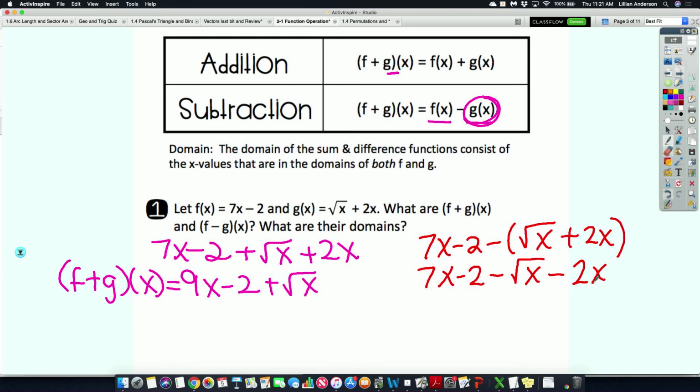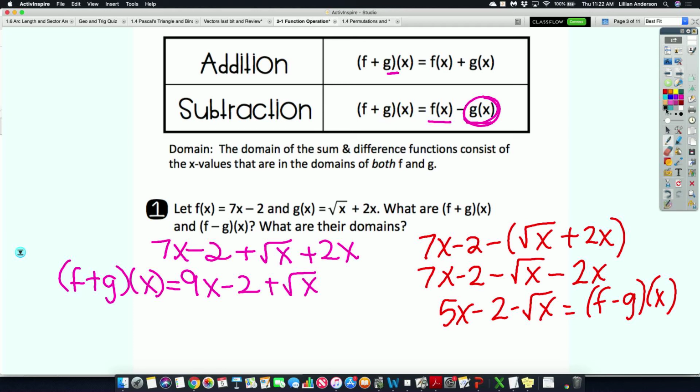A lot of times students mess up because they don't distribute the negative over. They'll subtract that first term, but they'll forget about the other terms that come after it. Can I combine like terms? What? 7x minus 2x, and I'm literally putting them together. I'm not adding 2x to 7x, I am subtracting, okay? So 7x minus 2x is 5x minus 2 minus the square root of x, and that is f minus g of x. Am I done? No. What else do I have to do?